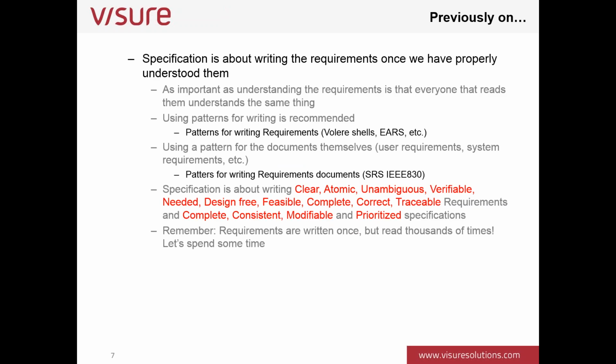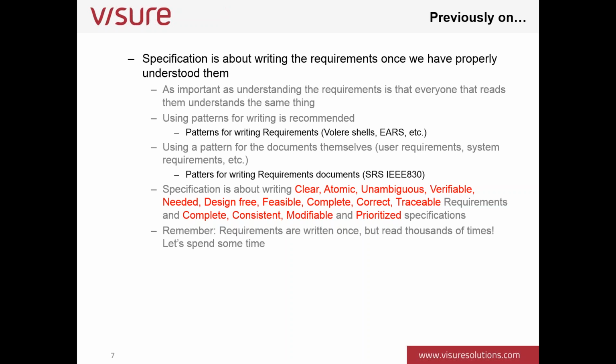And in the last webinar, we also focused on the specification activity, or sometimes it's said documentation, it's the same, which is about writing the requirements. When we have properly understood the requirement, we are ready for writing them. As important as understanding them, it's also that everyone that reads the requirement understands the same thing.